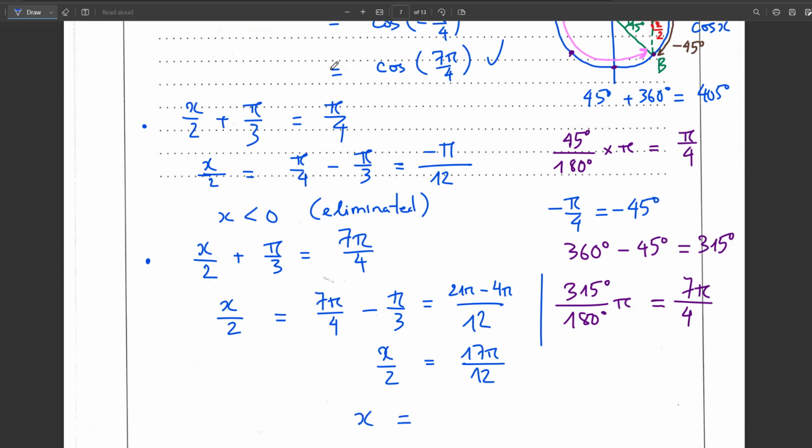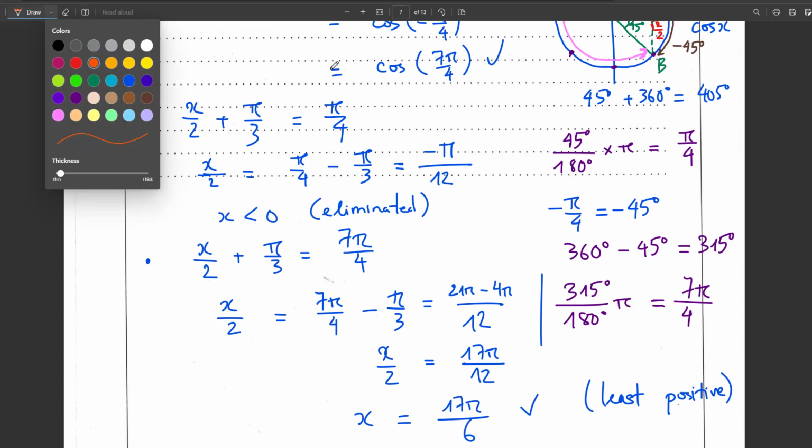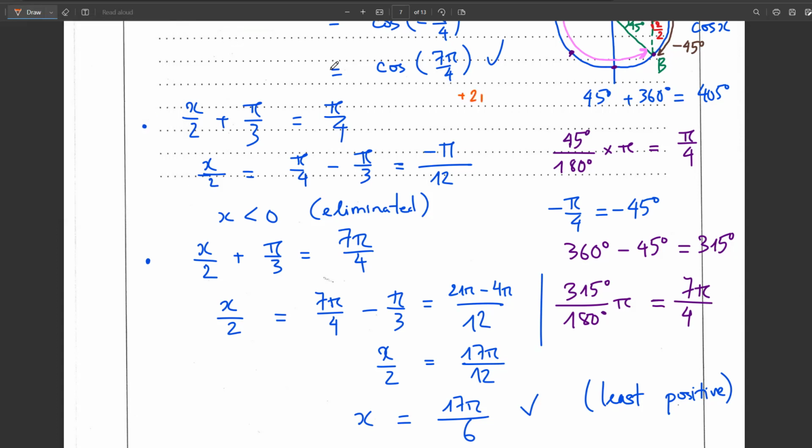X over 2 là 17 pi over 12, như vậy thì x bằng mấy? Mình chỉ cần nhân đôi lên thôi đúng không? Multiplying 2 on both sides, we have x equal 17 pi over 6. And this is the solution, the answer, which is the least and positive value. Còn nếu mình tiếp tục tăng lên, quay thêm một vòng tròn nữa, cộng thêm 2 pi vào, thì value sẽ trở thành một value lớn hơn, không còn là least value nữa, cho nên mình sẽ không cộng thêm.